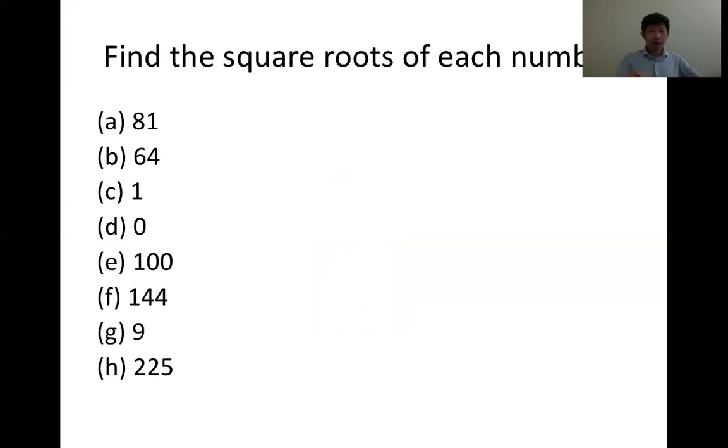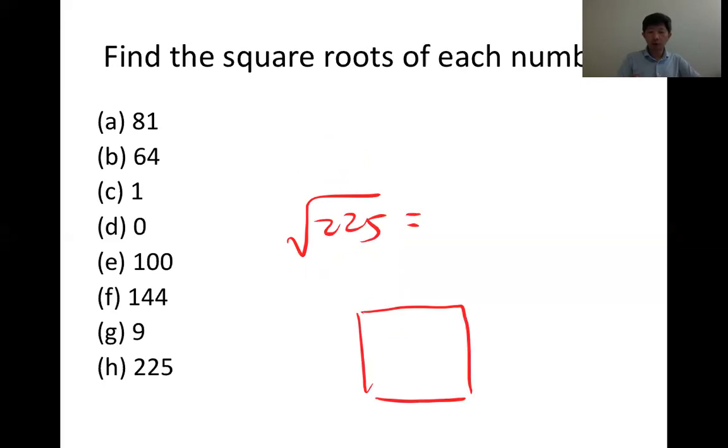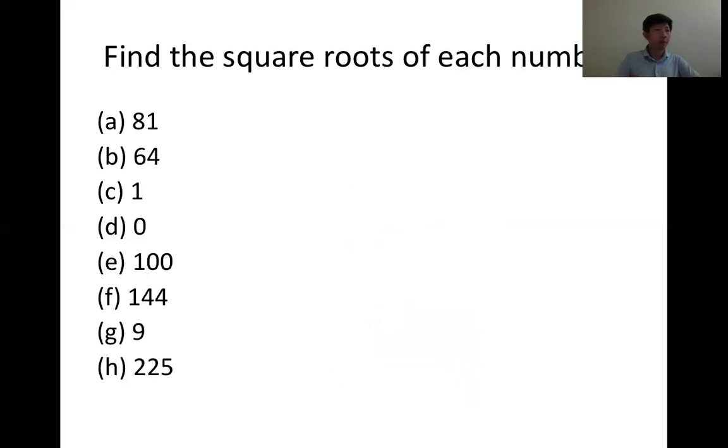Now, what about 9? The square root of 9 is the square root of 3 squared. So therefore, it equals 3. How about the square root of 225? Again, you can think about a square here. We have 225, and what number times itself? You can find it would be 15 times 15 that can make 225.